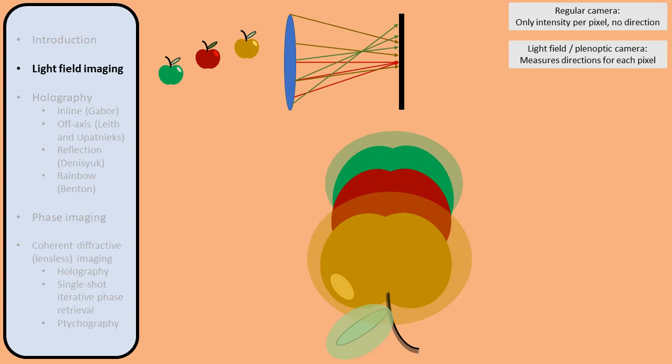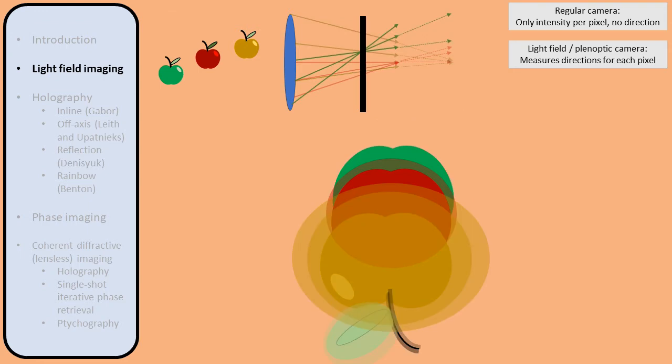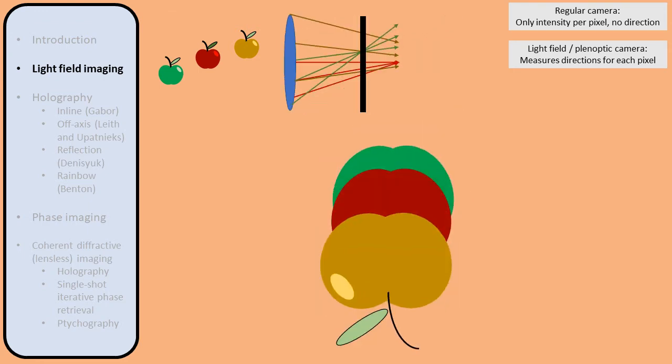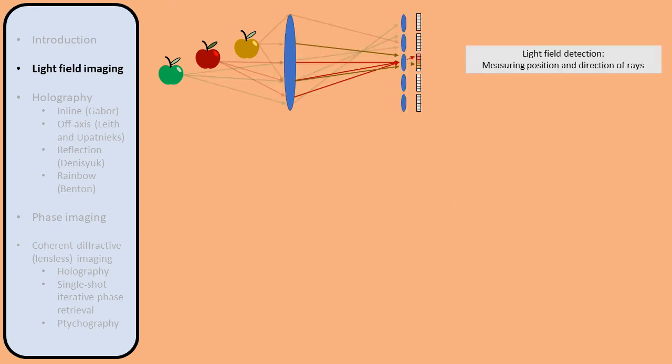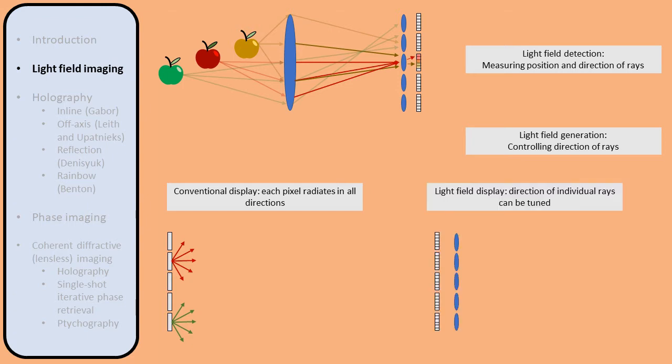Once we have measured this information, we can extend the rays to calculate what the image would have looked like if we had put the detector at a different distance. We can digitally move the detector back and forth to put different objects in focus, or even slightly tilt the detection plane. In a similar way that we detect light fields, we can also generate light fields. In a regular display, each pixel radiates more or less equally in all directions. If we divide each pixel in subpixels and put a microlens in front of it, we can locally control the direction of the light by lighting up different subpixels.